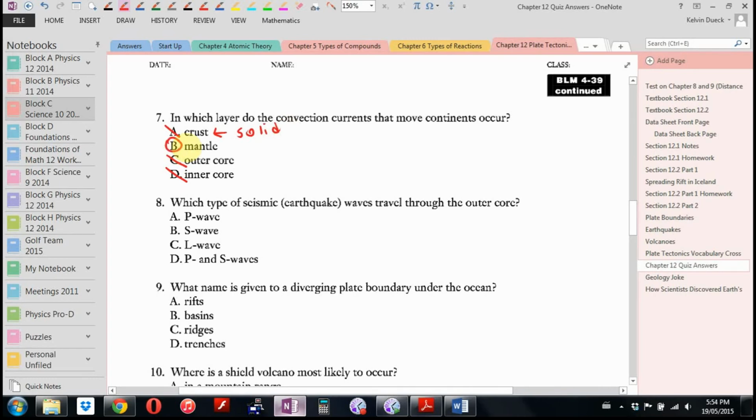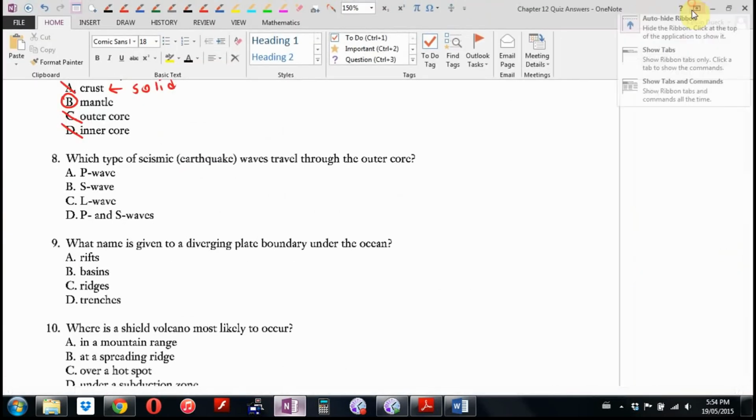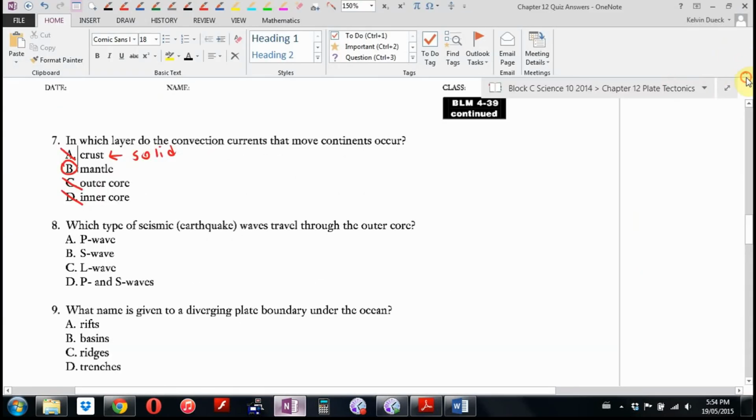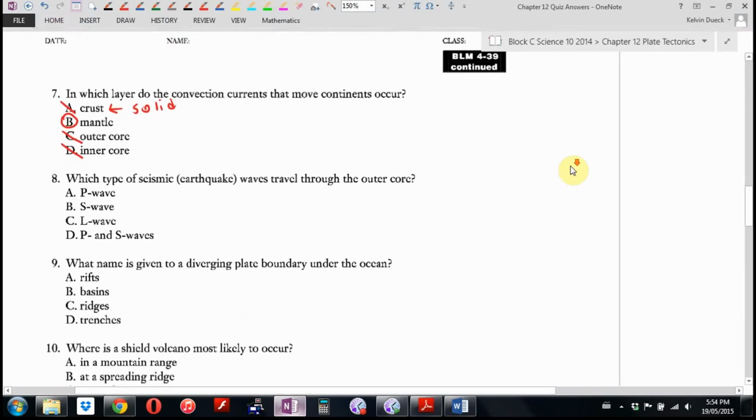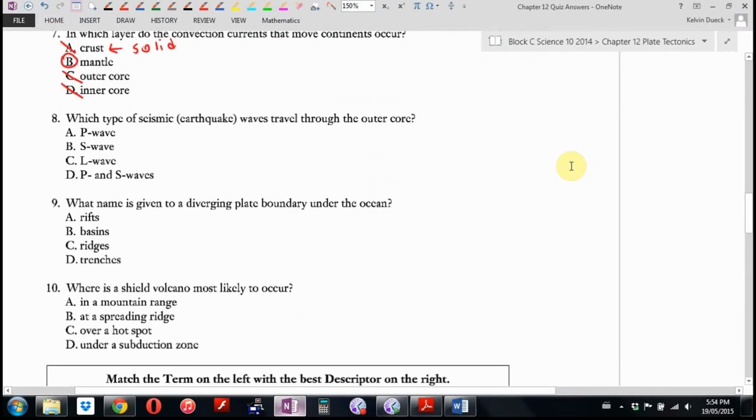Which type of seismic earthquake waves travel through the outer core? I should make this bigger so you guys can see everything. Which type of seismic earthquake waves travel through the outer core? This is a bit obscure again. It's P waves, because the P waves go through anything. The S waves get blocked and the L waves travel along the surface.